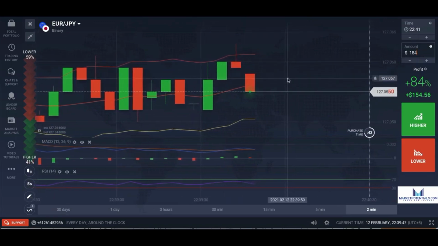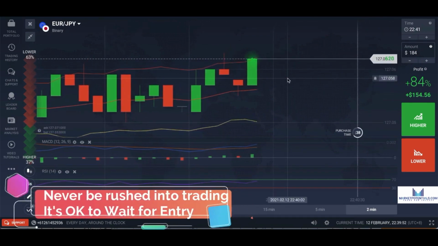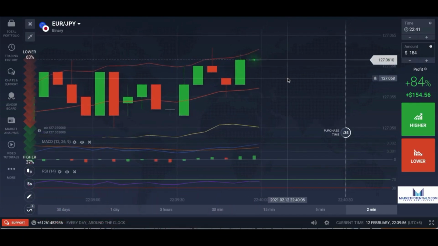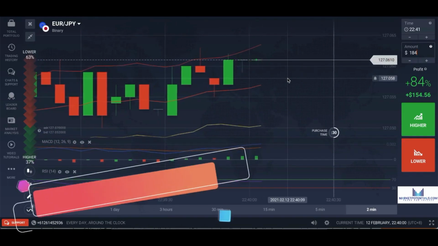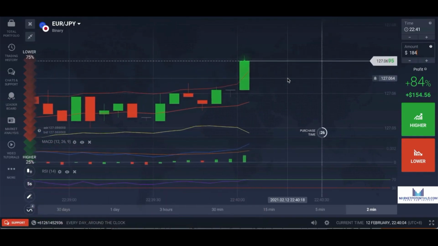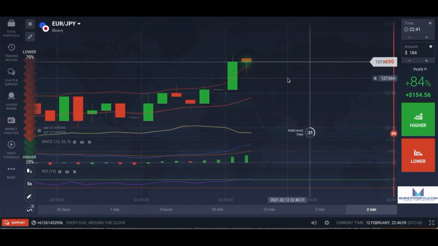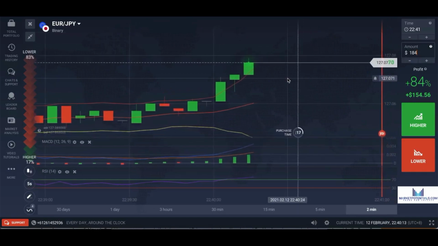But again, guys, the key thing to remember is never ever be rushed into taking a trade, or don't trade just because you have to trade. It's totally cool to sit out a trade if you need to, for any reason, if the setup is not right, if you just don't feel it, or you think it's risky, whatever it may be, sit it out. The cool thing to do is to sit out a trade if you're unsure. There's no rush in getting anywhere we want to go.